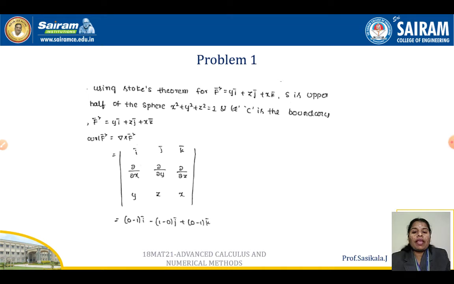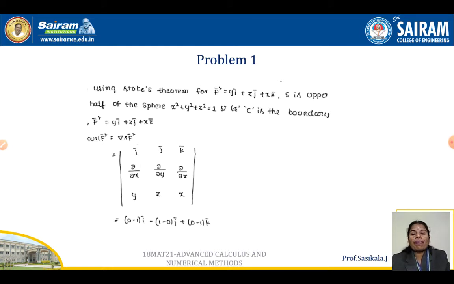Using Stokes theorem, for F vector equal to y i vector plus z j vector plus x k vector, S is the upper half of the sphere x squared plus y squared plus z squared equal to 1, and C is its boundary. So this is the question. The question directly mentions using Stokes theorem, and they have given the vector point function F vector, and also the surface and the closed boundary C.